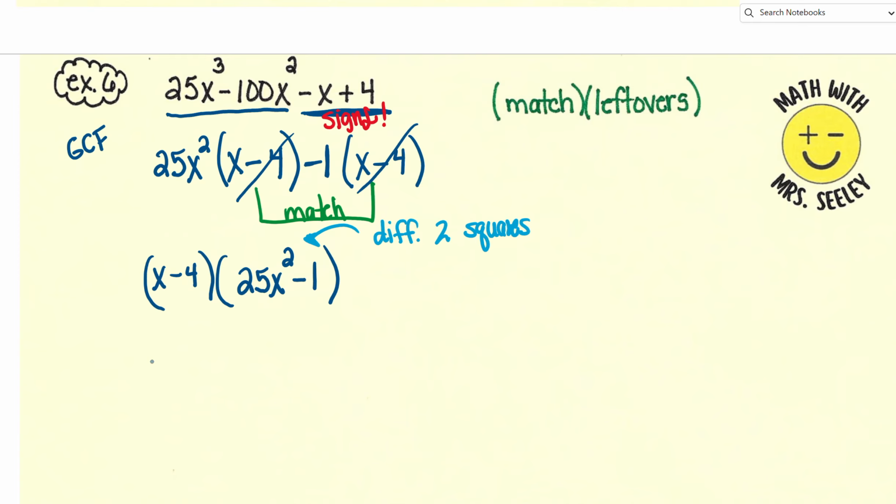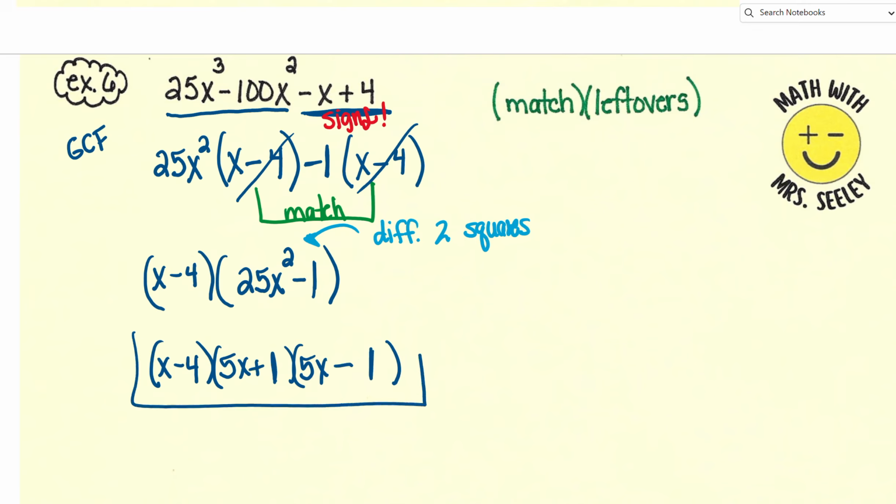So I'm going to have my x minus 4 that I'm going to bring down because I can't touch that. And then I have 25x squared minus 1. So what multiplies perfect square to get 25x squared is a 5x and a 5x, because 5 times 5 and x times x. And then 1 is actually a perfect square. Sometimes students forget about that, but technically 1 times 1 is 1. And I need a plus and a minus.